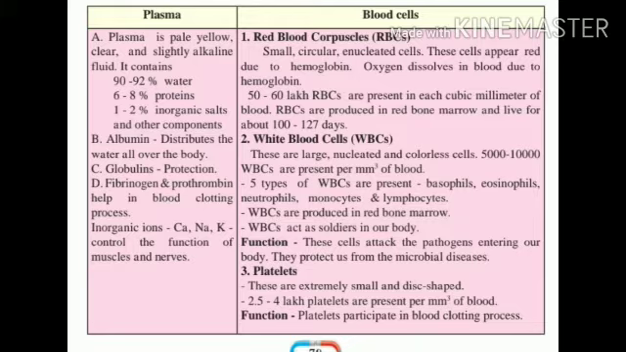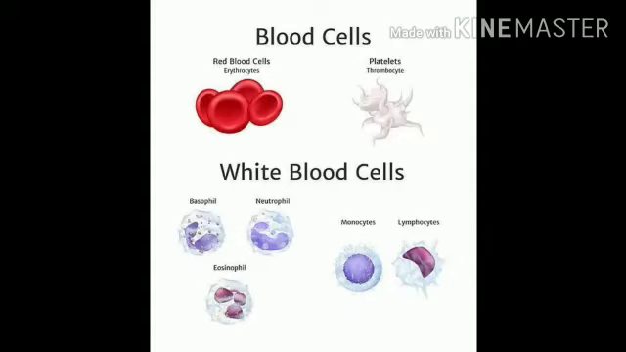Now let's see about blood cells. Blood cells are of three types. The names are RBC, WBC and platelets. Here RBC stands for red blood cells. WBC stands for white blood cells. White blood cells are further classified into 5 parts.